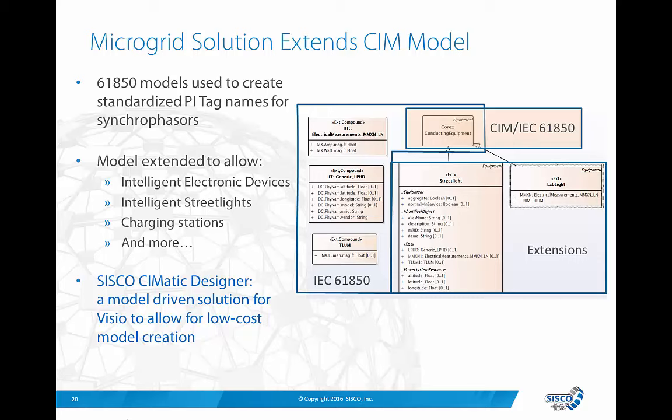The microgrid solution is a good demonstration of how you can actually extend a previously existing standard. We use 61850 model extensions to create standardized PI tag names. We've extended CIM, based upon the CIM and 61850 harmonization work, to be able to detail intelligent electronic devices, PMUs, intelligent streetlights, charging stations, and more.